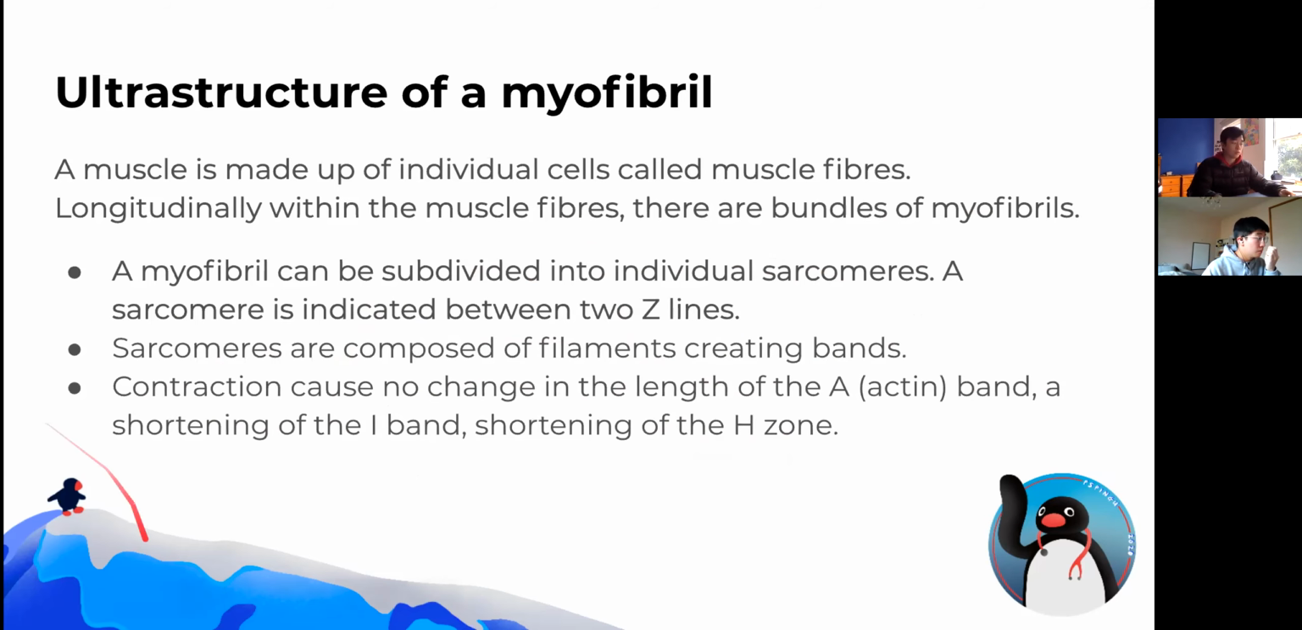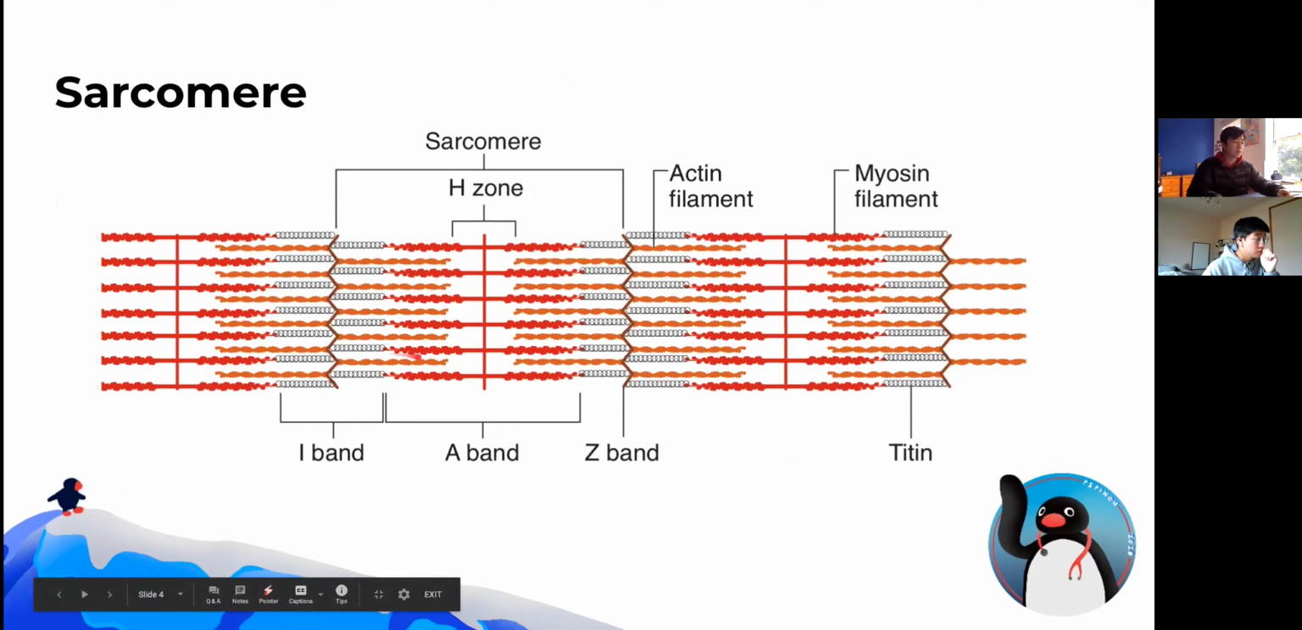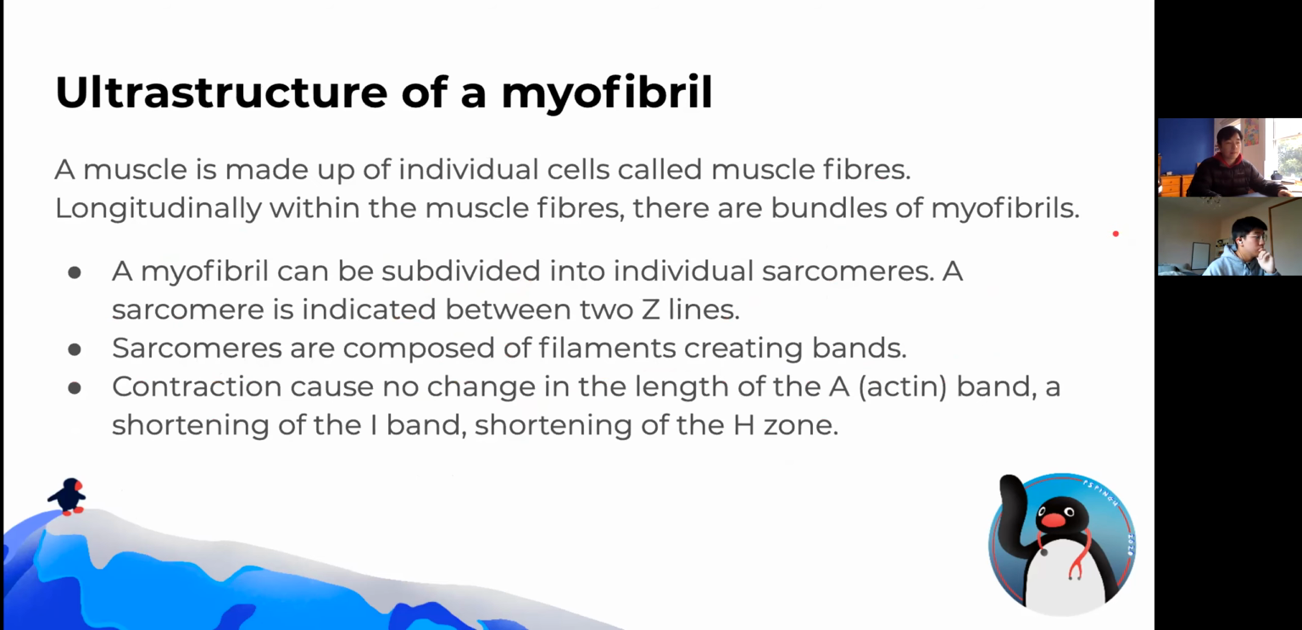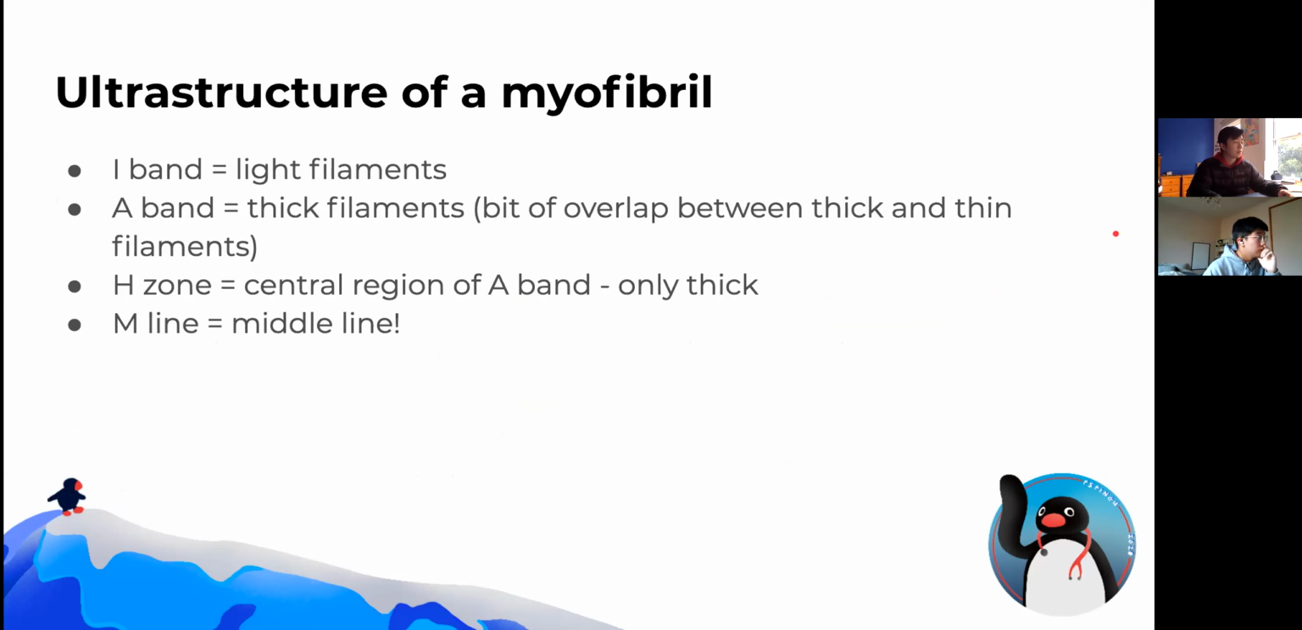H zone. So if we go back, what does this look like? It just means that the A band doesn't actually shorten. It's just that everything else comes together. Think of a band as a zone, and everything else just comes together. Okay. So I band is light filaments, A band is thick filaments.